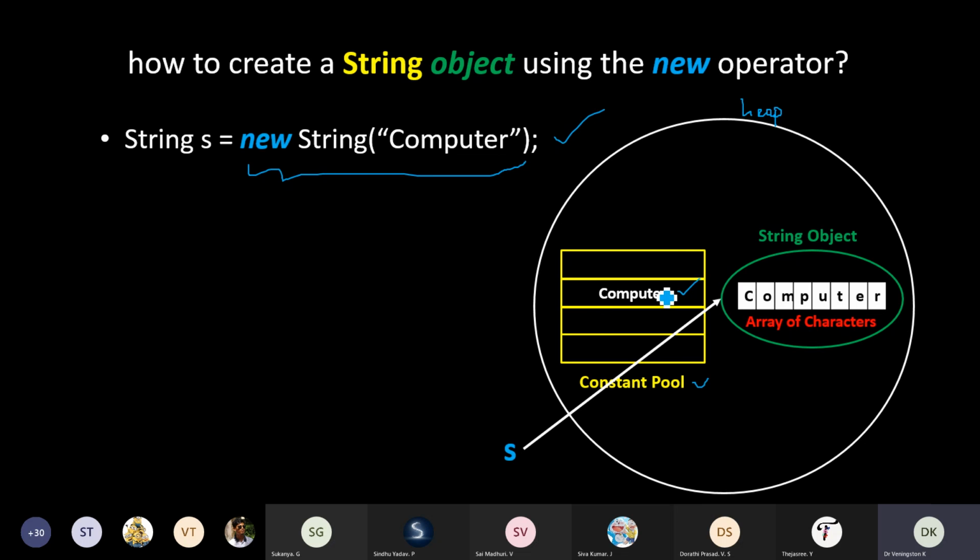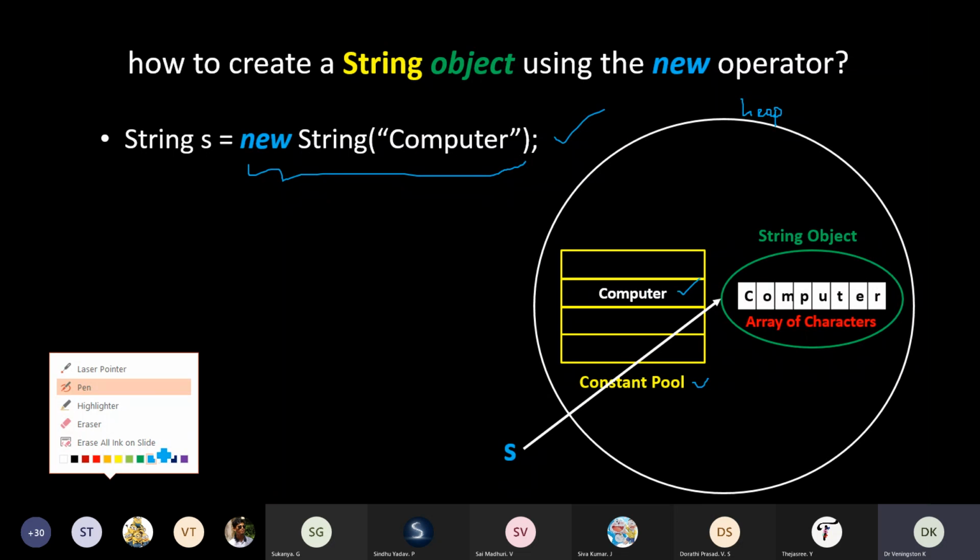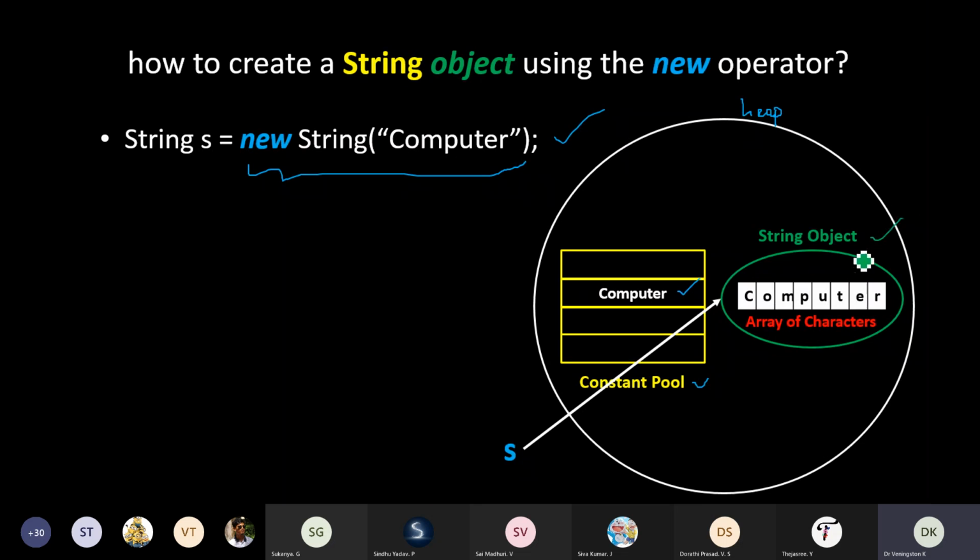Along with writing the string computer inside the constant pool, it is also going to create a string object, which is shown again inside the heap, because objects are generally created inside the heap only. Inside that object there is going to be an array of characters, and it is going to copy all these characters one by one into this.